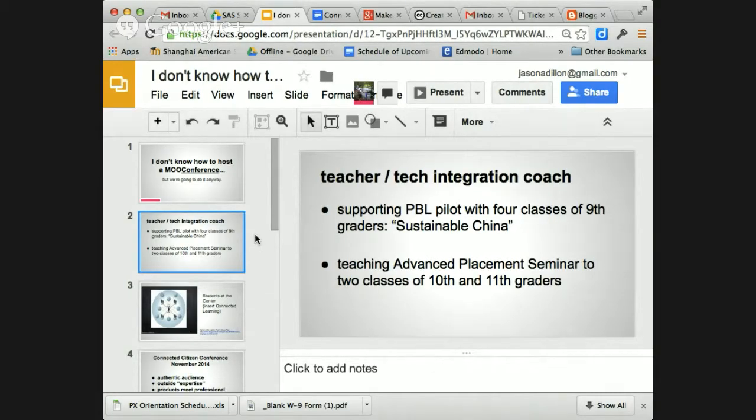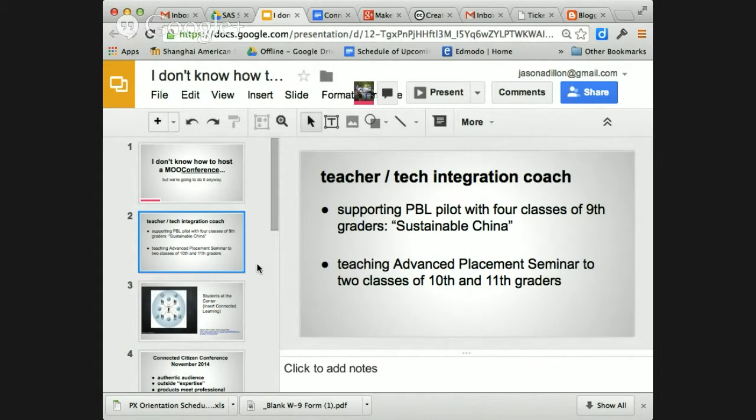And so I should probably clarify that I have two things going on in my school next year. In addition to teaching, I'm working as a technology integration coach, and one project that I'm involved in is supporting a project-based learning pilot with 4 classes of ninth graders, and the collaborating teachers are working with a theme overarching the whole year called Sustainable China. And then I'm also teaching an advanced placement seminar to 2 classes of 10th and 11th graders.